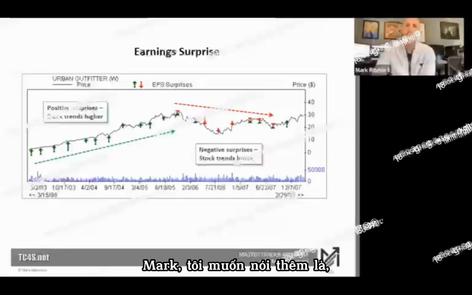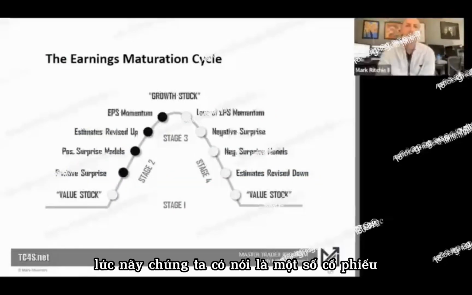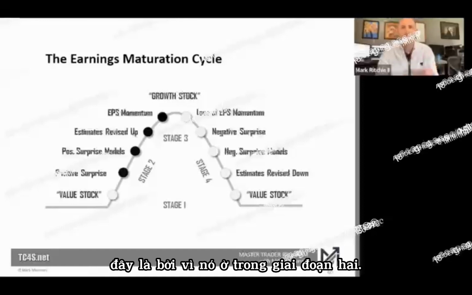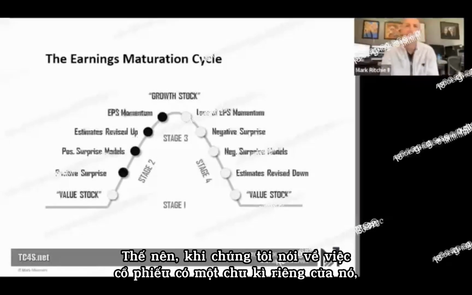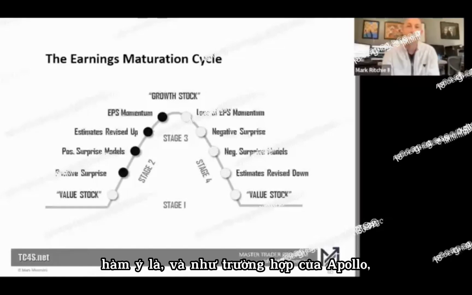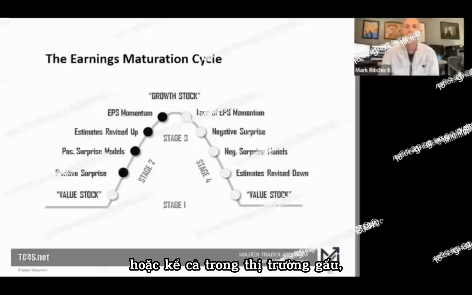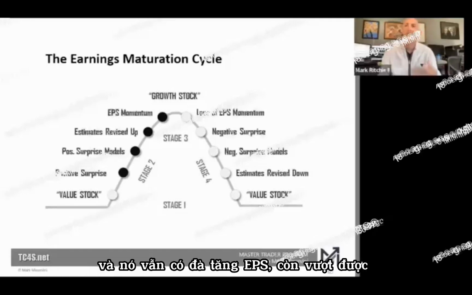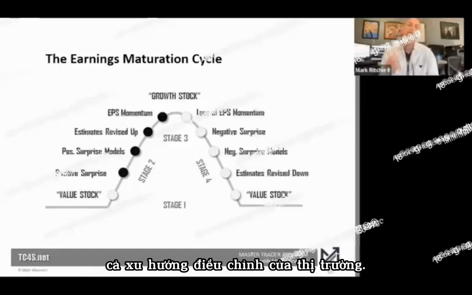And Mark, I just want to add, go back to that slide real quick. We mentioned in the last section how some of these stocks are, as we use the phrase, marching to the beat of their own drummer. This is because they're in this part of the cycle in terms of stage 2. So when we talk about a stock that's in its own maturation cycle, what we mean is, and I think we used the example of Apollo, even during a bear market, this stock was having positive surprise and estimates revised up, and still had EPS momentum, was able to even buck the pull of the overall market.